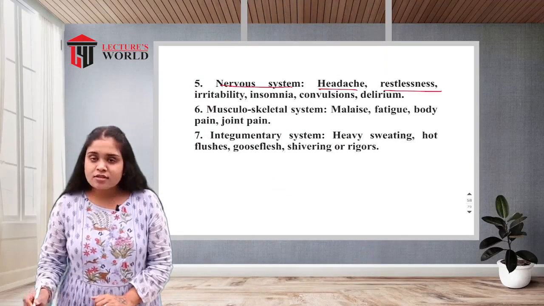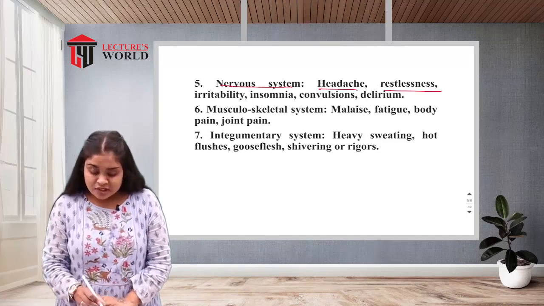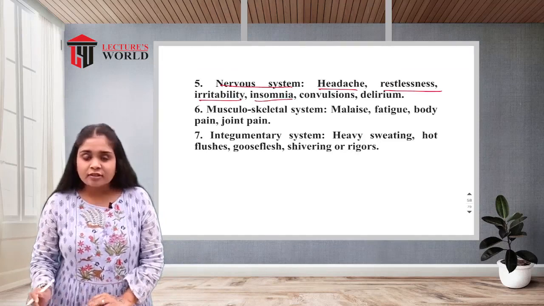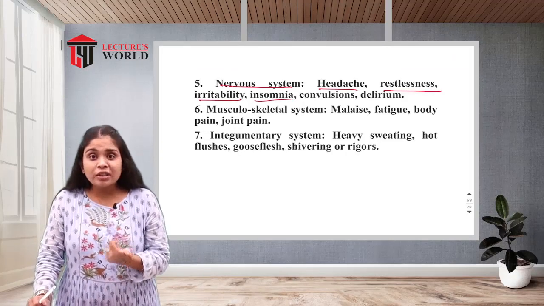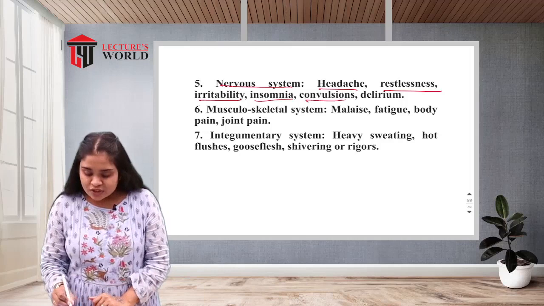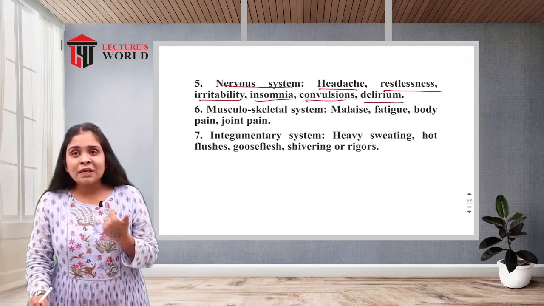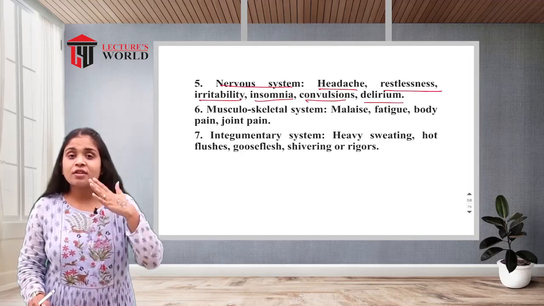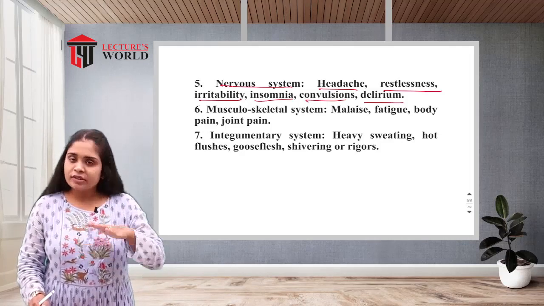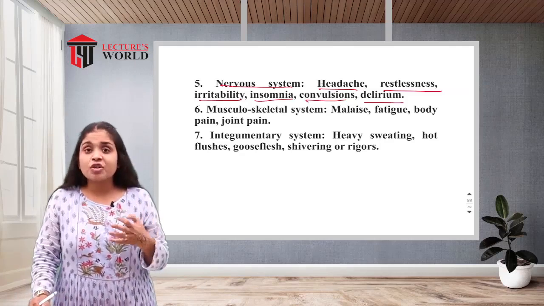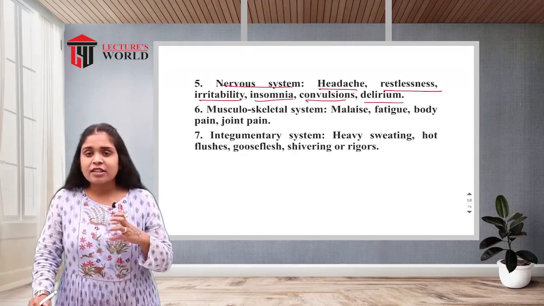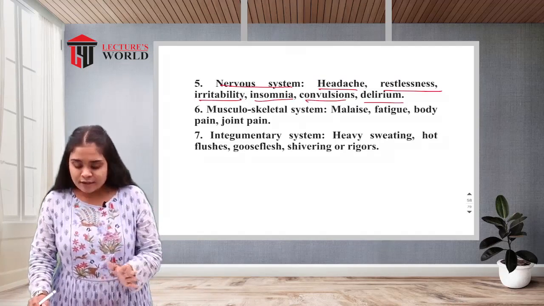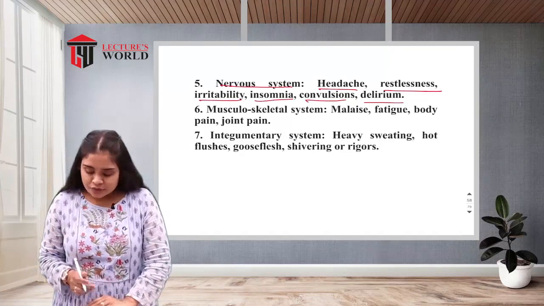Then restlessness, the patient will be very restless. Then irritability, the patient will get very irritated. Then insomnia, that is, the patient won't be able to sleep properly. Then convulsion and delirium. Convulsion may occur when the temperature rises more than 105. At that time the patient may have a convulsion or fits. Then delirium, that is a confusion kind of state. The patient won't be able to understand. So the patient will be in a confused state.